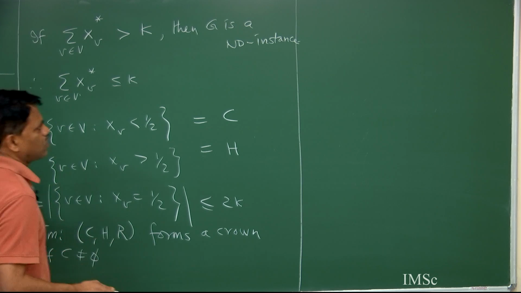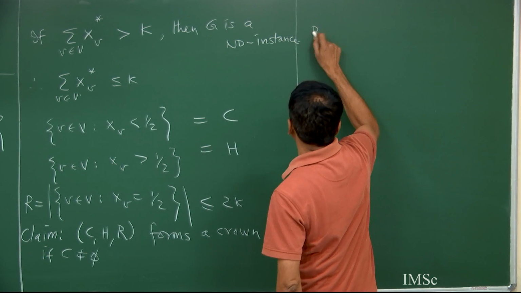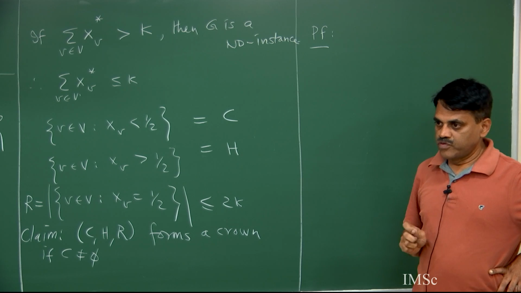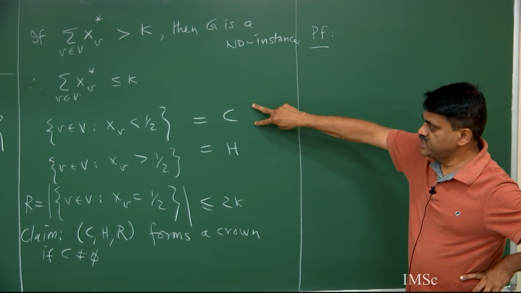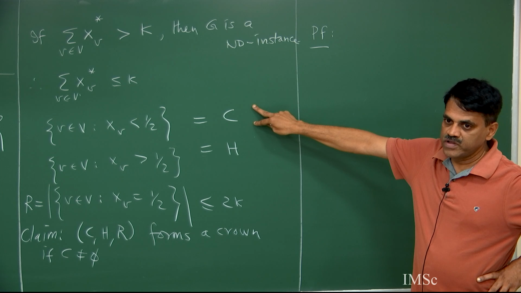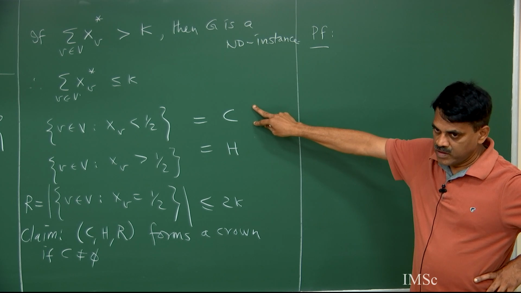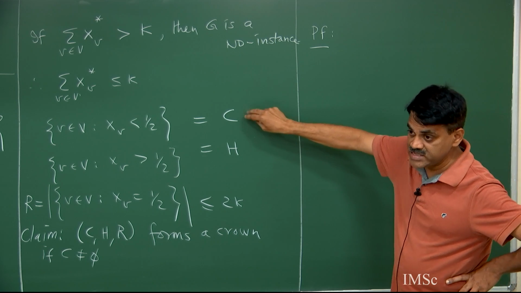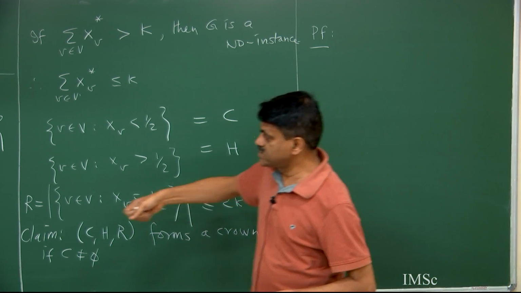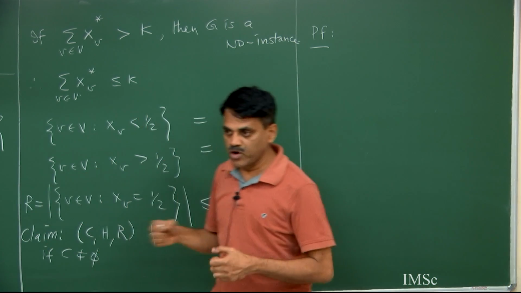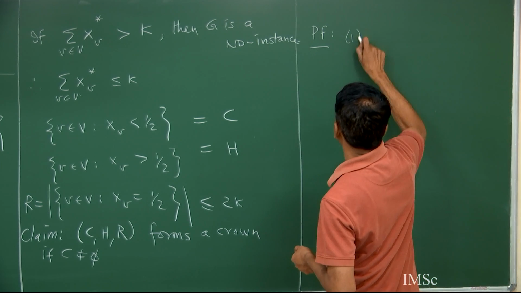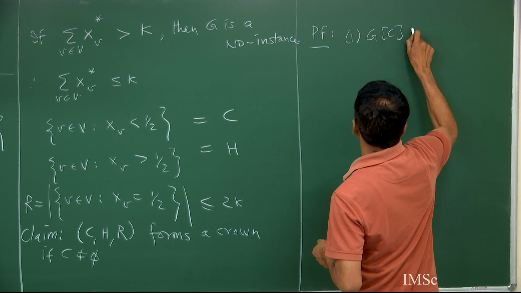So why is this a crown, right? Let's give a proof of it. Recall the properties of the crown. The first thing is that G of C, this set, induces an independent set. Is that obvious? Okay, why? Yes, if there is an edge inside, both endpoints have value less than half, then how will it satisfy this constraint? So because that constraint is satisfied, G of C is independent.